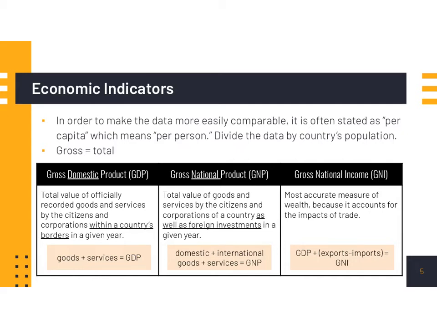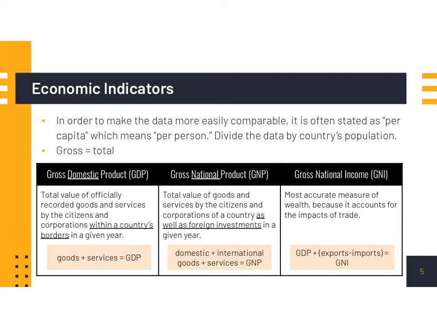So the first one that we look at is the gross domestic product. This is the total value of officially recorded goods and services by citizens and corporations within a country's borders in a given year. So it's all the goods and services, everything that is made and sold and happening within this country.